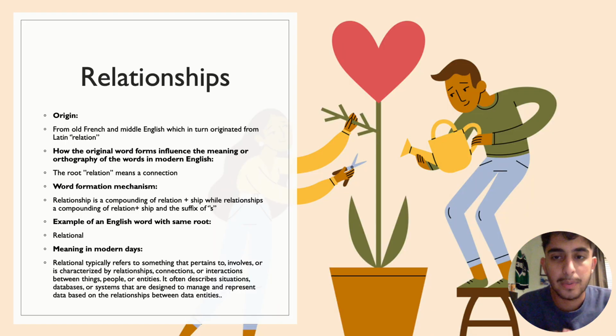So relationships. Relationships is from Old French and Middle English, which in turn originated from Latin relation. Latin relation means a connection, which is why relationships in modern English refers to how things are connected with each other. Relationships in modern English derive from relation, conveying the concept of connections. Word formation mechanism: relationship is a compounding of relation plus ship, while relationships is a compounding of relation plus ship, and the suffix s.